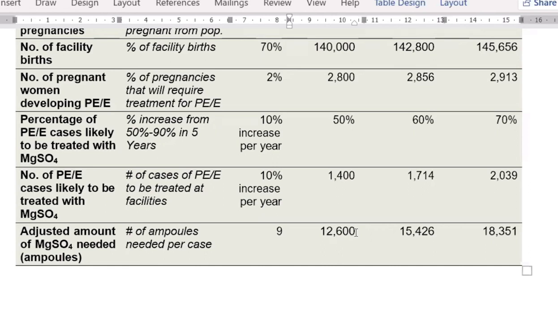That the supplier is offering us. Because if we are not careful, we are going to overorder, and that will be a lot of wastage of resources. Is that clear?